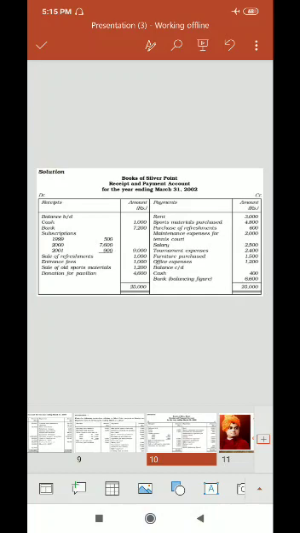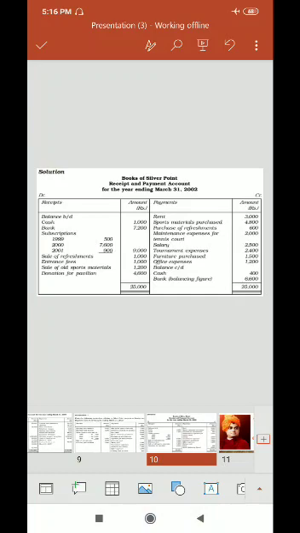Sale of old sports materials, 1,200. Donation for pavilion, 4,600. The total of receipts is 25,000. One second, don't do the total of receipts as of now. Now we shall write off all the amounts of payments. Okay. By rent, 3,000. By sports materials purchased, 4,800.